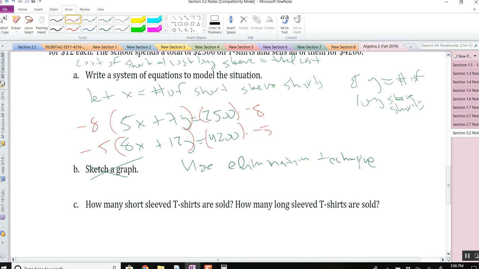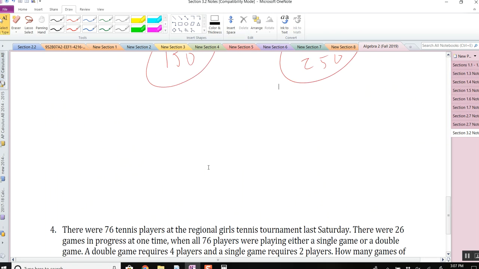Now, because I do have a fancy program on my calculator, I'm actually going to tell you what the answer is. But I trust that you guys can do this by hand, just in the interest of making this video not too crazy long. I do have this fancy program, which I'd love to show you guys in class next time. So 5, 7, 2,500, 8, 12, 4,200. It looks like we sell 150 short sleeve shirts and 250 long sleeve shirts. So use some algebra to get the answer there.